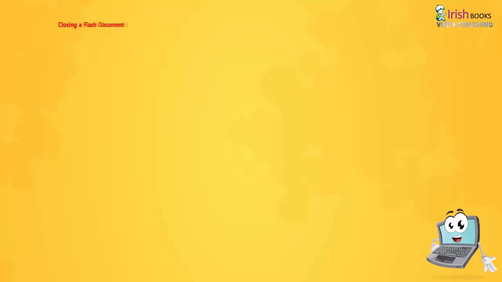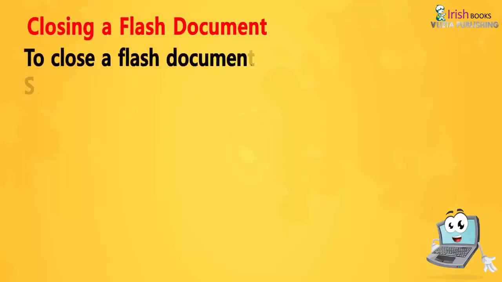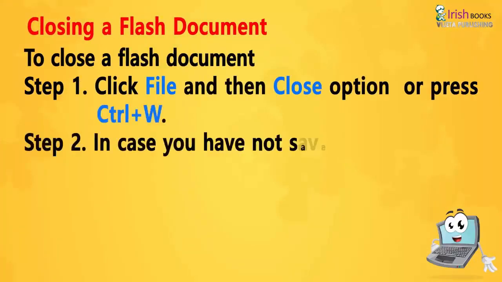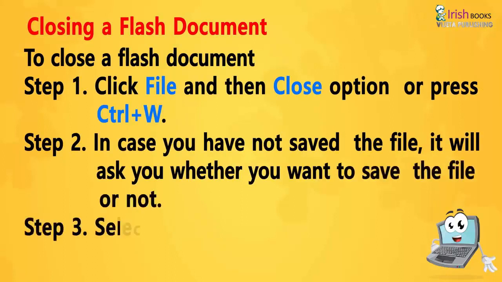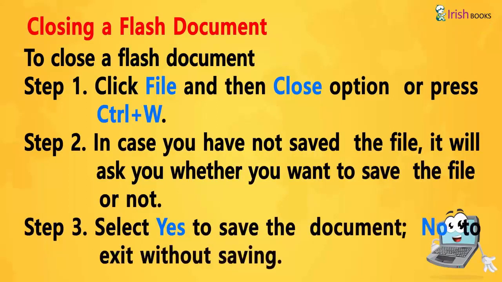Closing a Flash document. To close a Flash document, Step 1. Click File and then the Close option or press Ctrl+W. Step 2. In case you have not saved the file, it will ask you whether you want to save the file or not. Step 3. Select Yes to save the document, No to exit without saving.